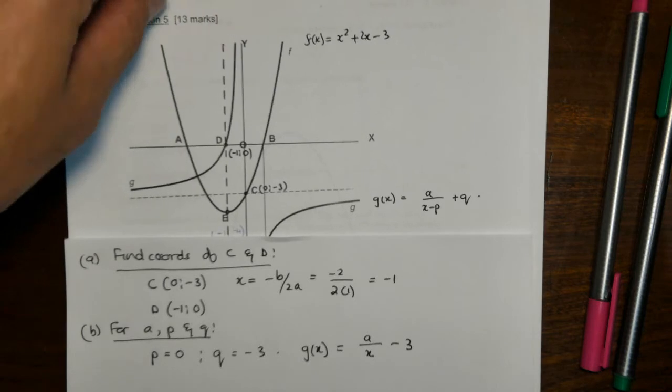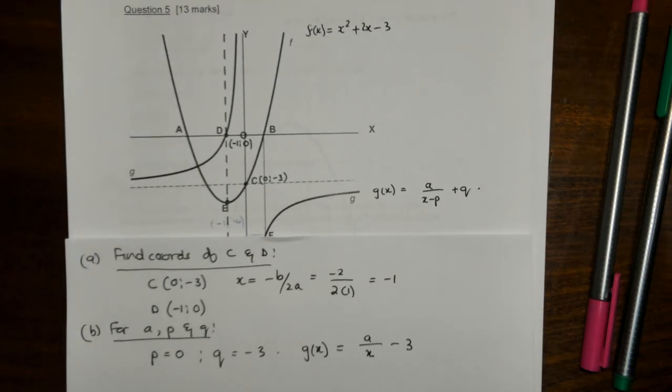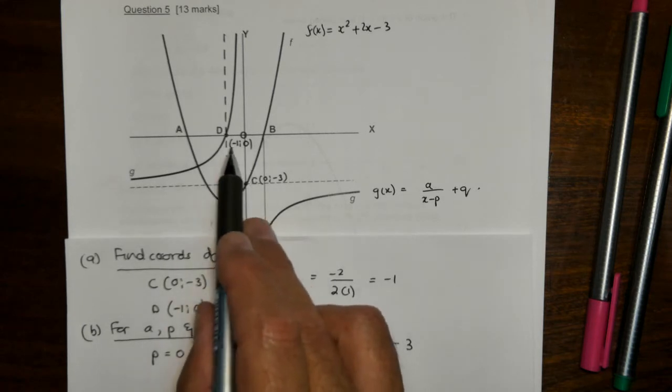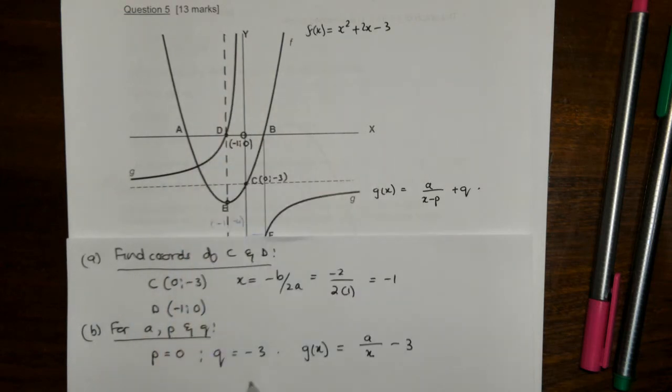Now we need to find the value of A, folks. To find the value of A, I need a point that lies on the hyperbola, or I need a little bit more information. What is the point that I have? I have the coordinates of D. There it goes. Okay, so in here I'm going to use D, minus 1 and 0.